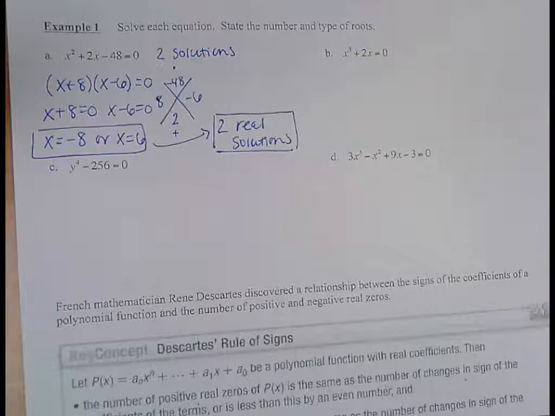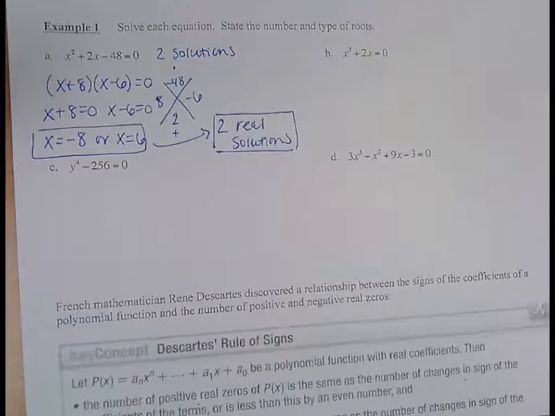Okay, any questions on A? Okay, then if you look at the equation in B, x cubed plus 2x equals 0, how could we solve this equation, or what could we try? Any ideas?